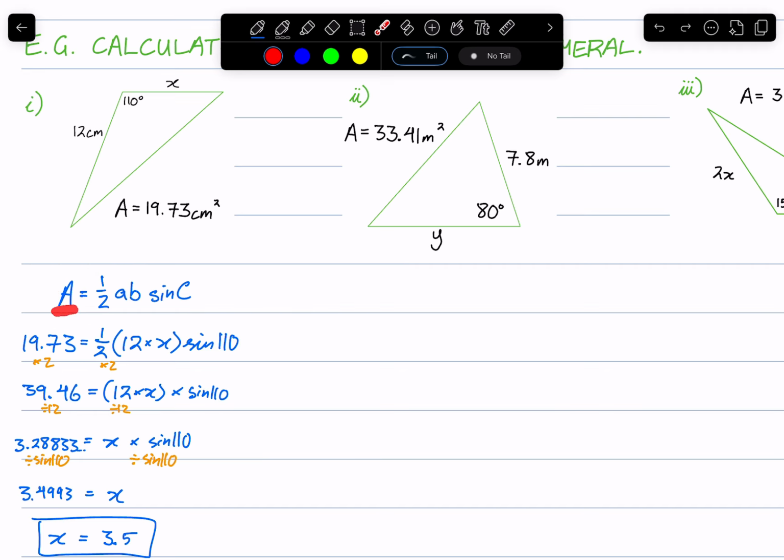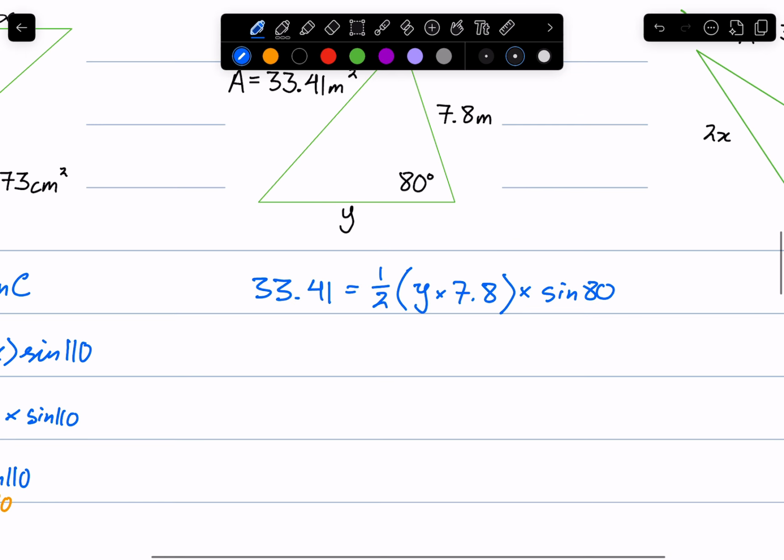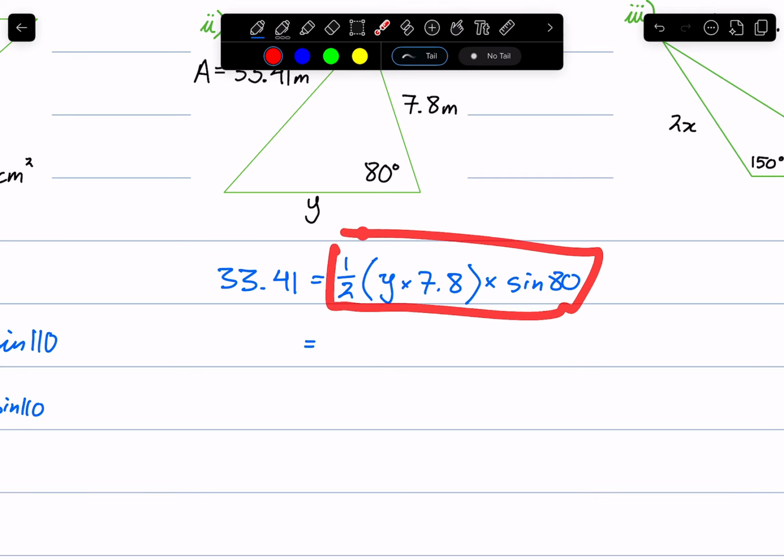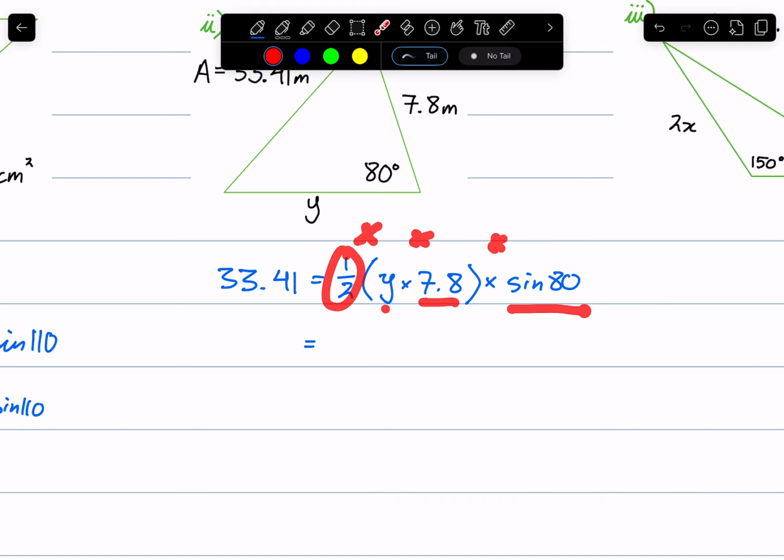So we know what the area is. The area is 33.41. So 33.41 equals half times ab, so y times 7.8, times sine 80. Now, here's where it can be shortened. Everything on this side of the equation is all multiplication. So it's half times y times 7.8 times sine 80.